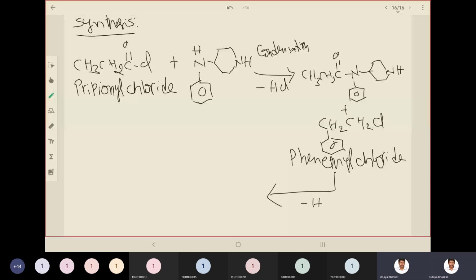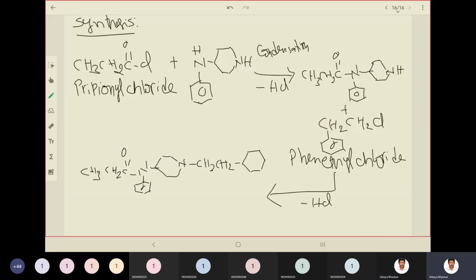So in condensation, a molecule of hydrogen chloride leaves off, and it will get condensed to our first intermediate and will give us fentanyl citrate. So write the final structure: CH3CH2, C double bond O, N, which has a phenyl ring and a pyrimidine ring, to which you have CH2, CH2, that is an ethyl link to the phenyl group.